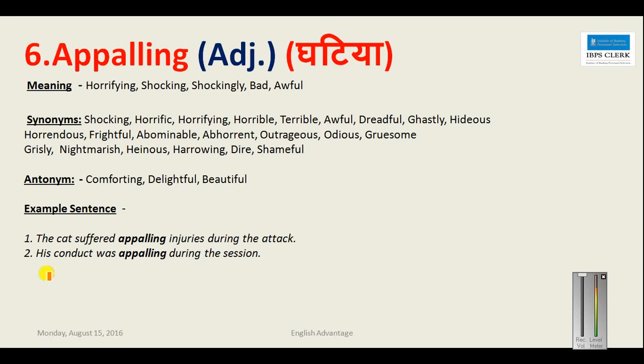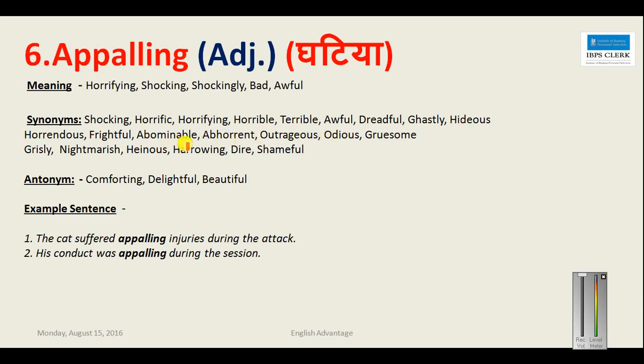Appalling. Appalling means very horrifying. If you are appalled, it means you are shocked. So appalling implies words like horrifying, terrible, very bad, awful, or shocking. Please do not confuse this word with appealing. Appealing means attractive. Shocking, horrific, horrifying, horrible, terrible, awful, dreadful, ghastly, hideous. Many words I have included.